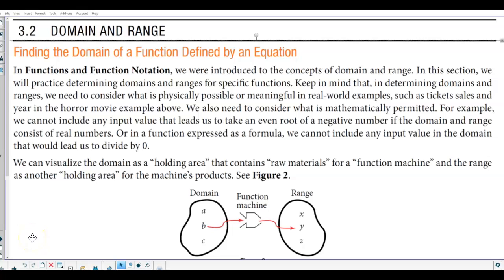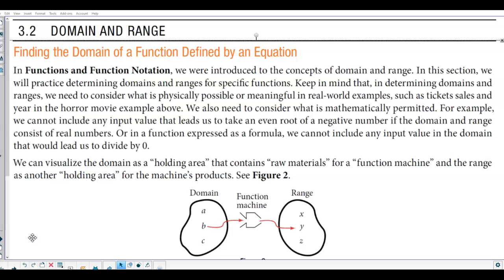In section 3.2, domain and range, we're finding the domain of a function defined by an equation. In functions and function notation, we were introduced to the concepts of domain and range. In this section, we will practice determining domains and ranges for specific functions.